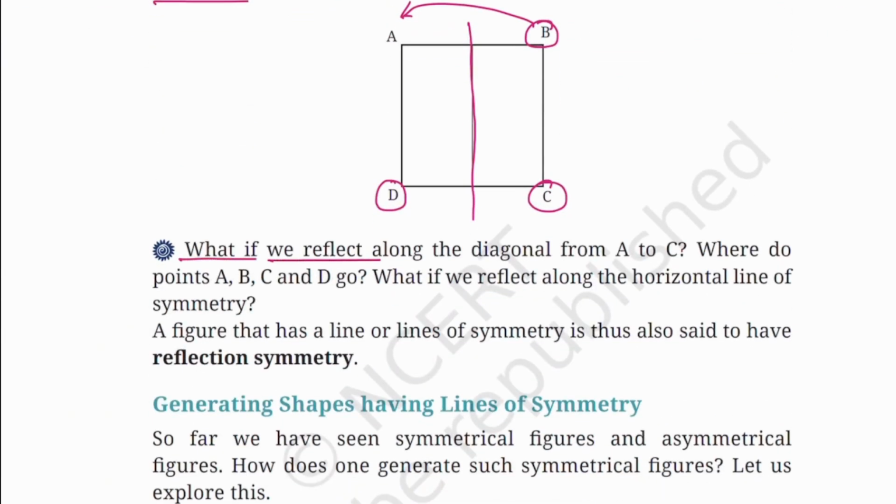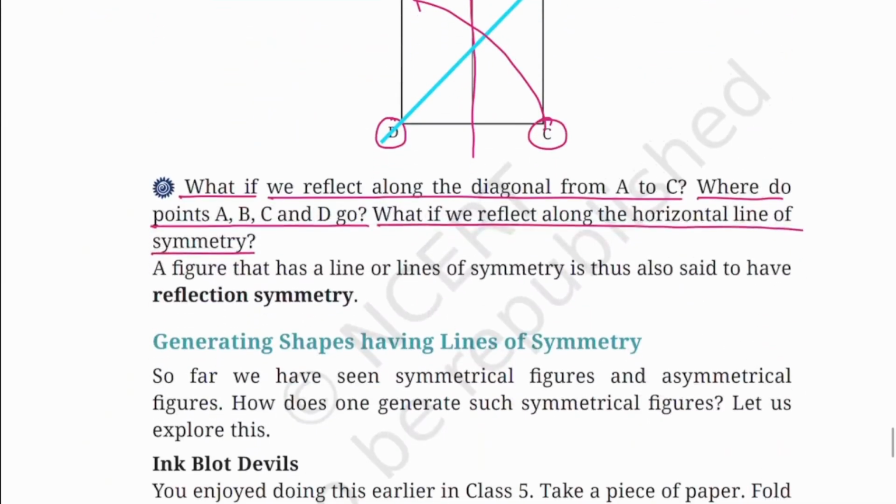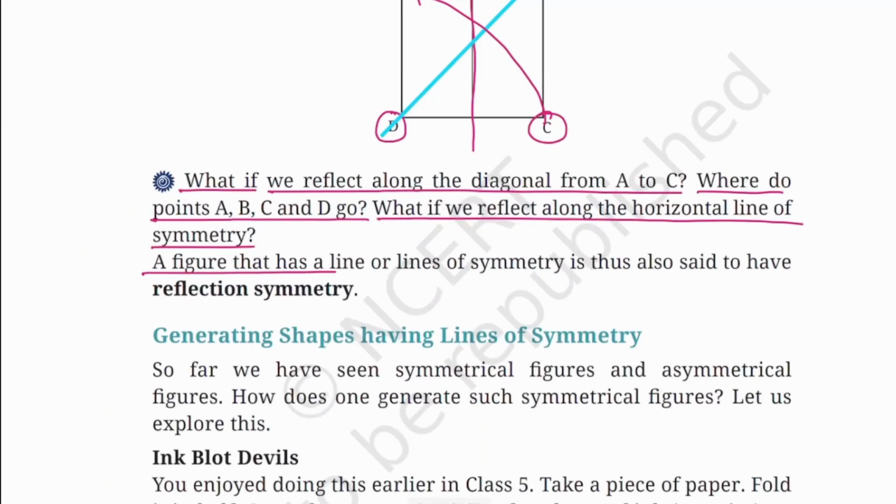What if we reflect along the diagonal from A to C? Where do points A, B, C and D go? What if we reflect along the horizontal line of symmetry? You can draw a diagonal like this and check by folding which point overlaps the other. You will see this point C overlaps point A. A figure that has a line or lines of symmetry is thus also said to have reflection symmetry.